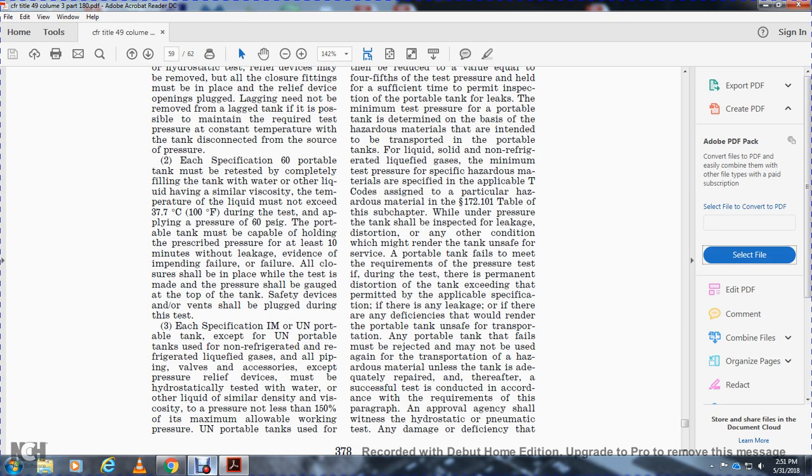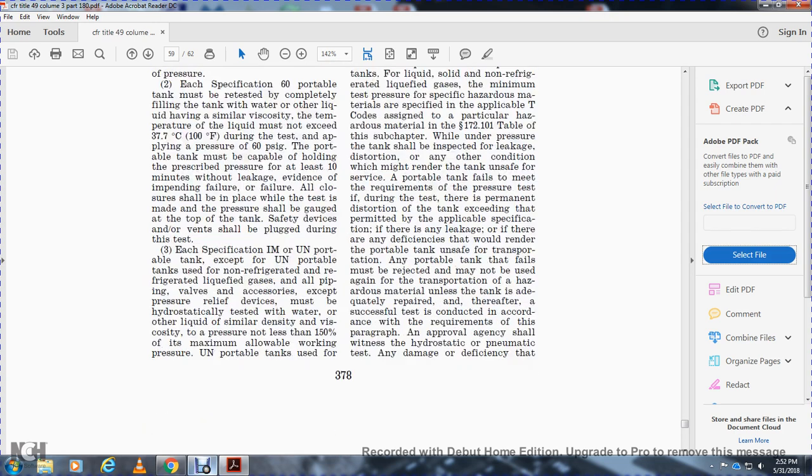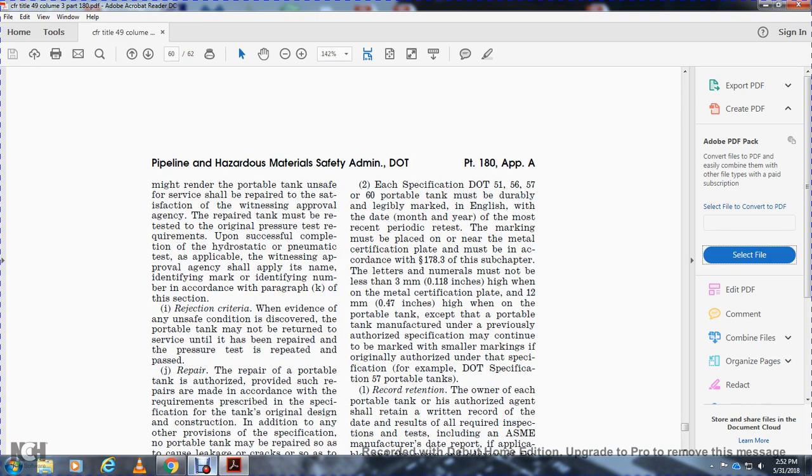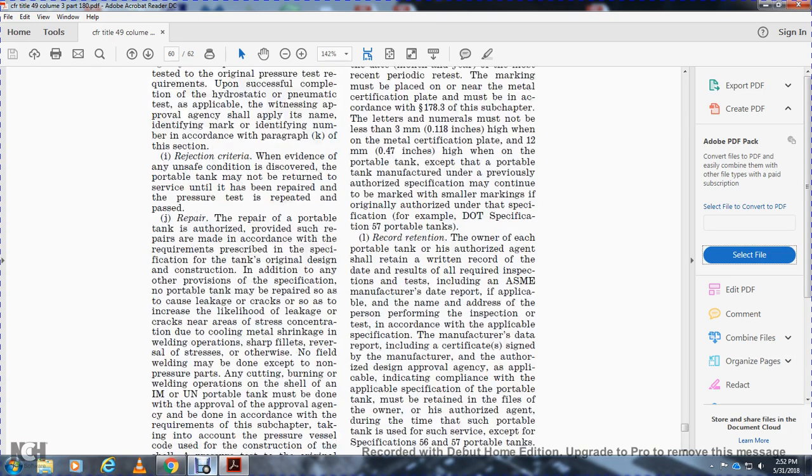After repairs, testing must be conducted in accordance with the requirements of this paragraph, and the approval agency must witness the hydrostatic or pneumatic testing. Any damage or deficiency that rendered the portable tank unsafe must be repaired to the satisfaction of the agency. When approved by the agency, the repaired tank must meet the original pressure test requirement. Upon successful completion of the hydrostatic or pneumatic test, the applicable approval agency shall apply its name and identification marker and identifying number in accordance with paragraph K of this section. Rejection criteria: with evidence of unsafe conditions discovered, the portable tank may not be returned to service until it has been repaired and the pressure tests are repeated and passed.